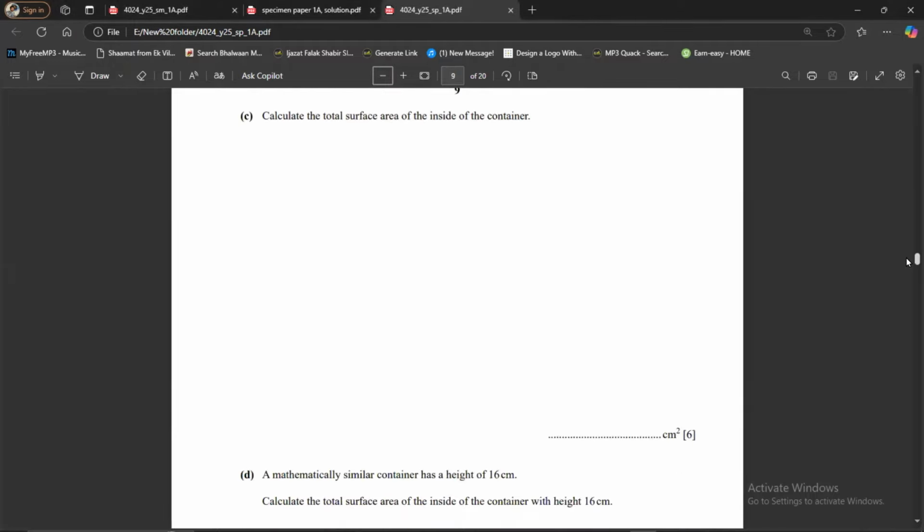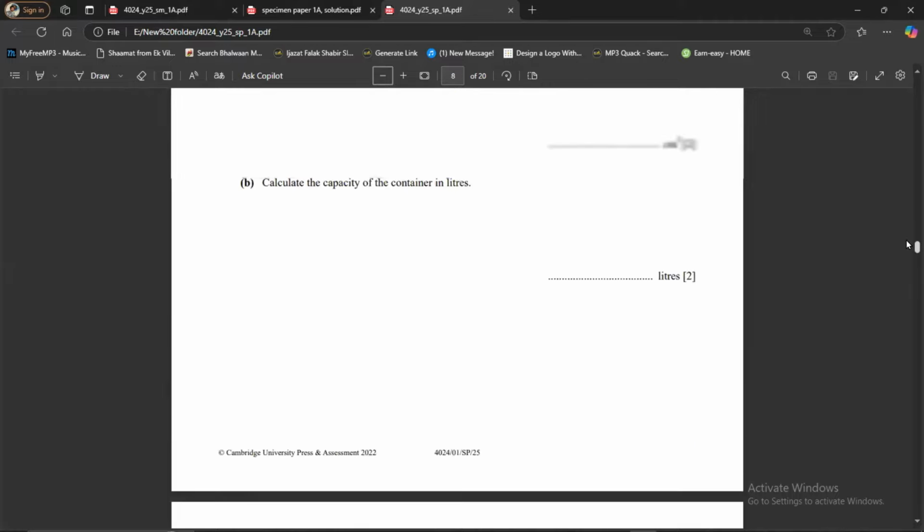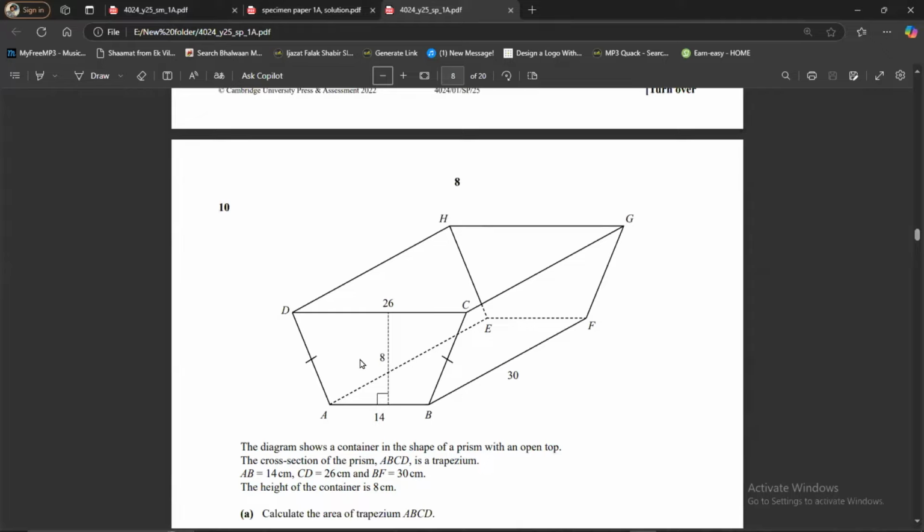So they are asking us to find out the total surface area of the inside of the container. I was trying to tell you there are 4 walls. This wall is a trapezium. This wall is a trapezium. I already know the area of this wall, so the same is the area of this wall.